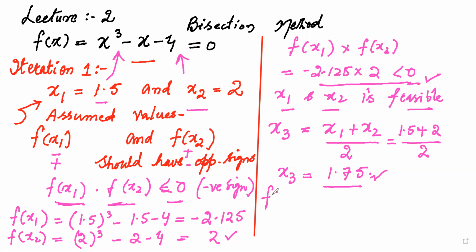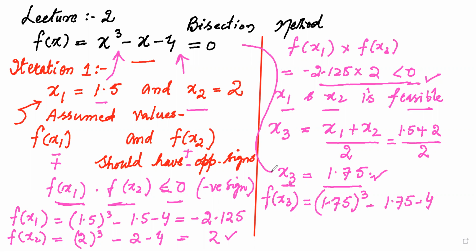Now find the value of f of x3. F of x3 is equal to 1.75 cube minus 1.75 minus 4. When we say f of x3, you have to substitute the value of x3 back into the previous equation. So f of x3 comes out equal to minus 0.3906. The value of our f of x3 is equal to minus 0.3906.